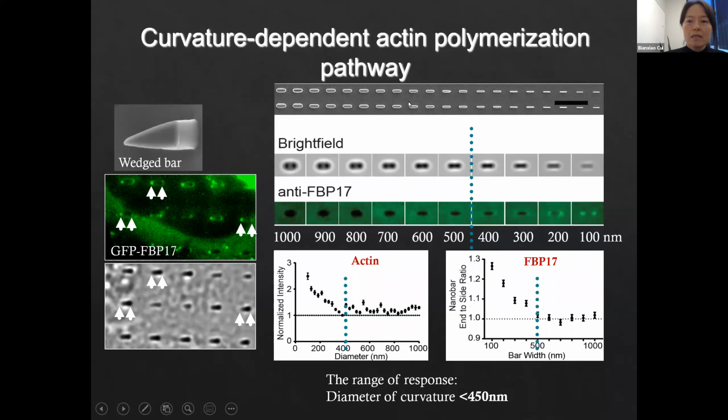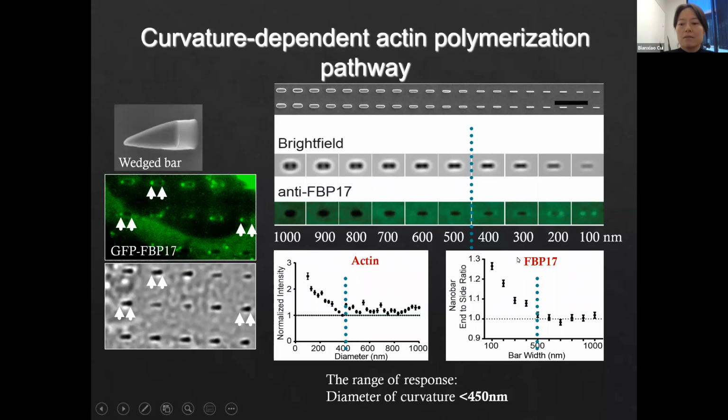And similarly, we made a gradient nanobar. So this gradient nanobar has the same length, height, and spacing. The only difference is their width. Their width determines the curvature at the end. So you can see this is a very sharp or narrow nanobar, and those are wider. This is 1 micrometer wide. This is 100 nanometers wide. And we also used immunostaining of the endogenous FBP17. You can see that on small diameters, you see the preferential accumulation of the protein, but on large diameters, you see very little accumulation.